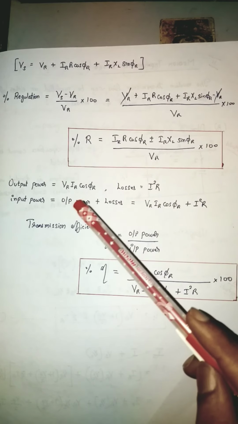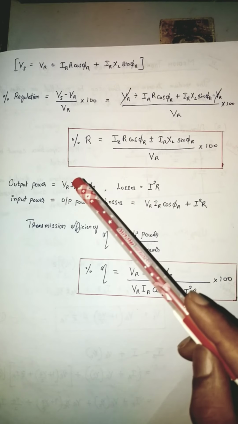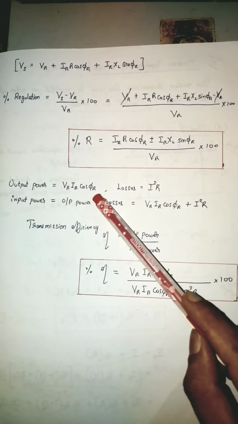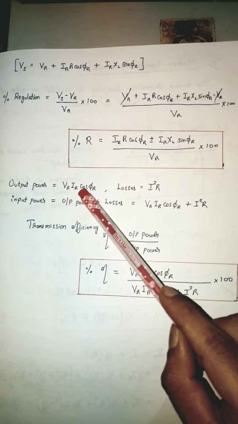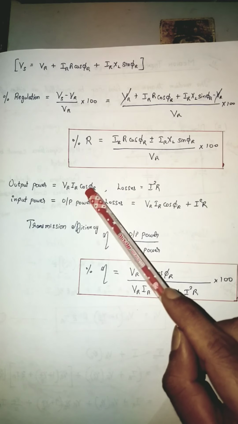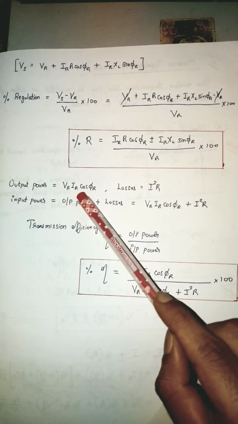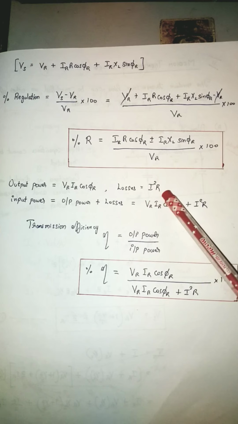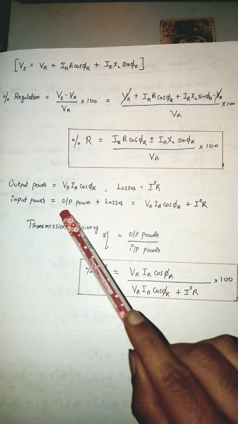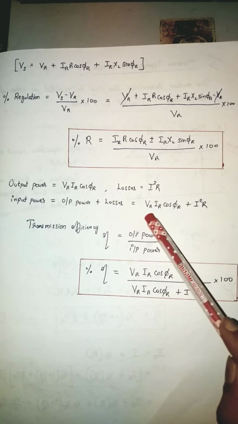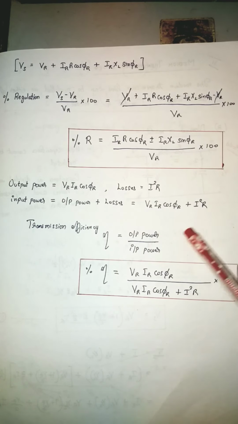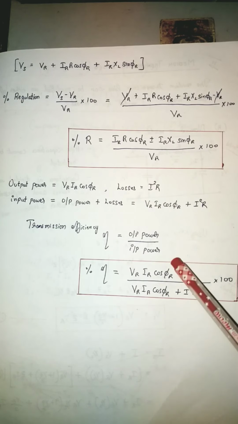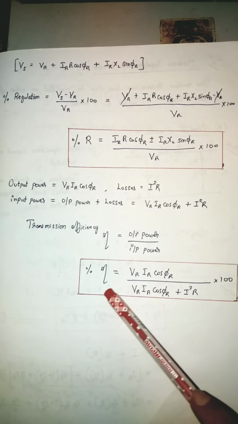Now we have to calculate efficiency. Generally, you know, efficiency is given by output by input. Output power is VR IR cos phi r, because your output voltage is VR, output current is receiving end current IR, and load power factor is cos phi r. So VR IR cos phi r is the output power. Losses are generally given by I square R losses. And then input is generally given by output plus losses. So VR IR cos phi r plus I square R. Just divide output power by input power. Input is nothing but output plus losses. Divide one by the other, multiplied by 100, you will be getting the efficiency.